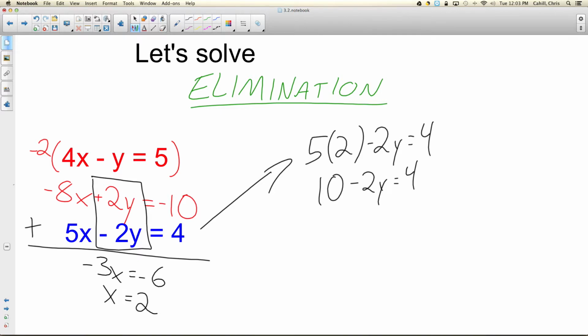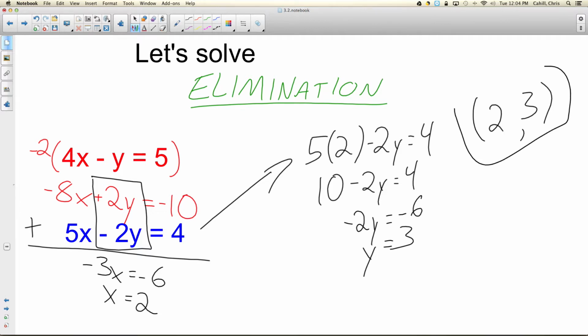What can I do now? Subtract the 10. So I get -2y equals -6. So Scott, what's y equal? y equals 3. And how do I write the solution point? In parens, 2 comma 3. We're sticking with the term parens.